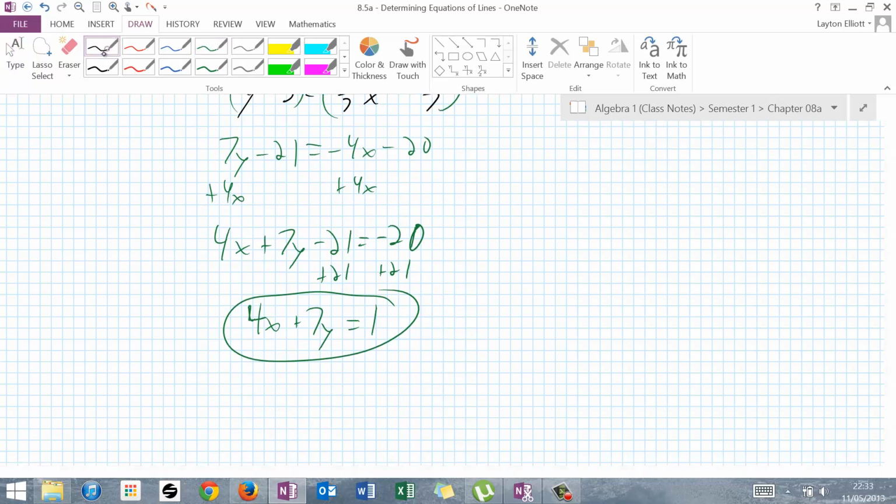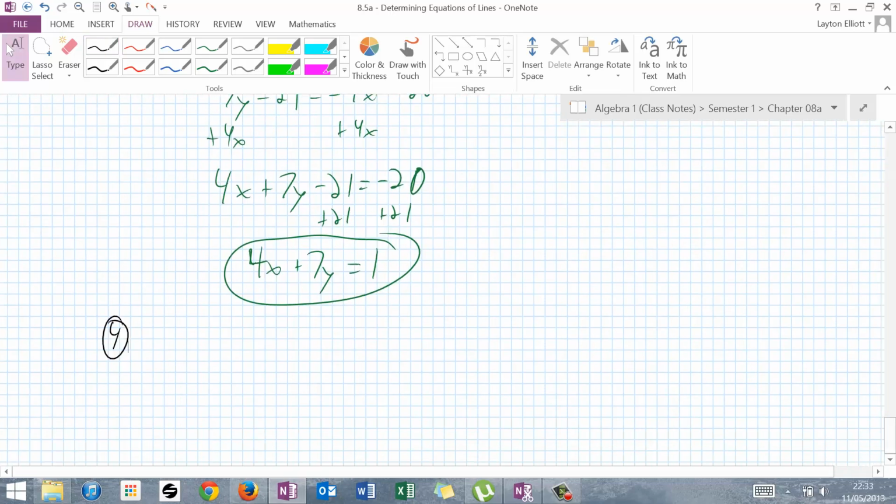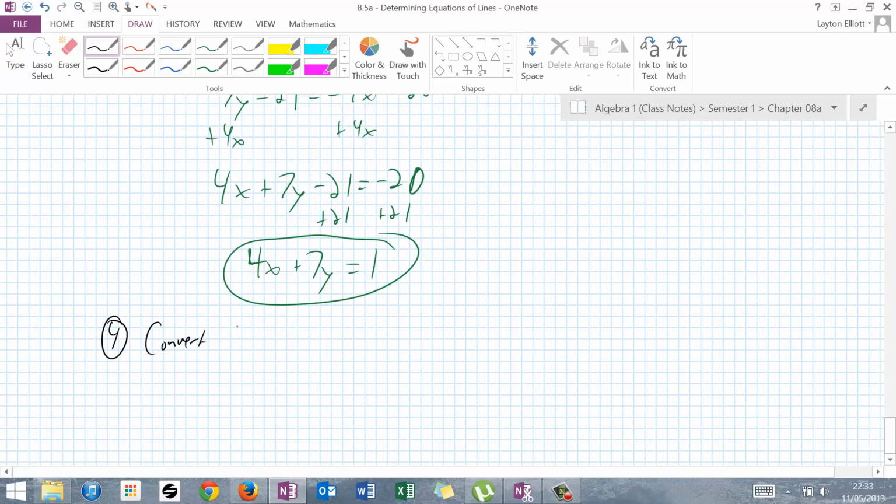So let's do another example of this kind of standard form thing. This is a very simple one. I just want you to convert to standard form.